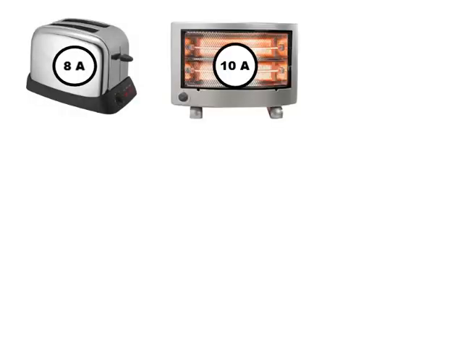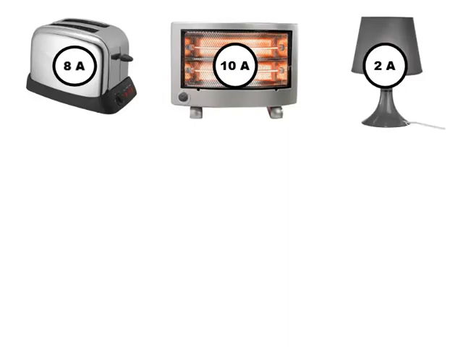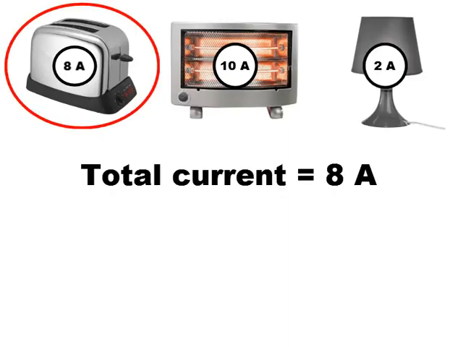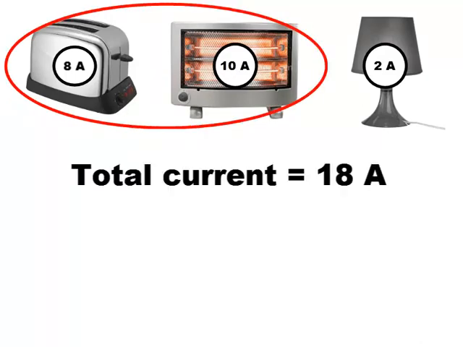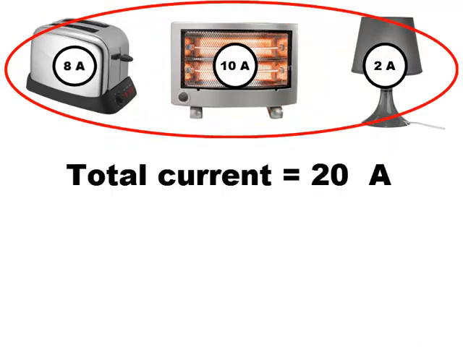Consider a line connected to a toaster that draws 8 amps, a heater that draws 10 amps, and a lamp that draws 2 amps. If the toaster is operating, the total line current is 8 amperes. When the heater is also operating, the total line current increases to 18 amperes. If you turn on the lamp, the line current increases to 20 amperes.